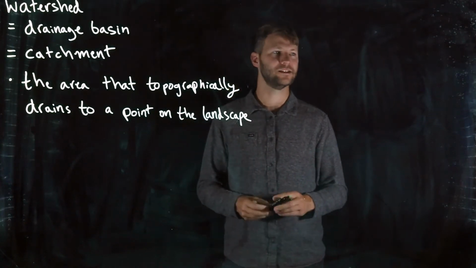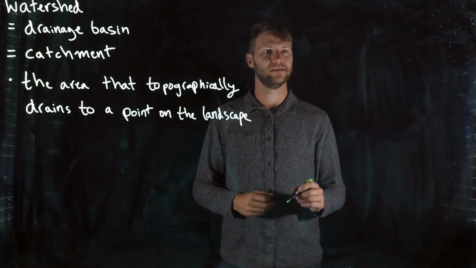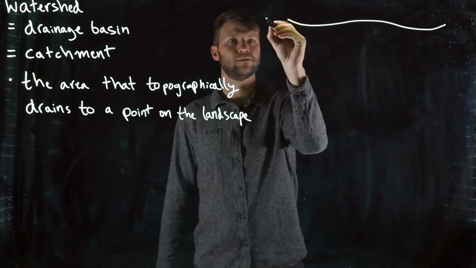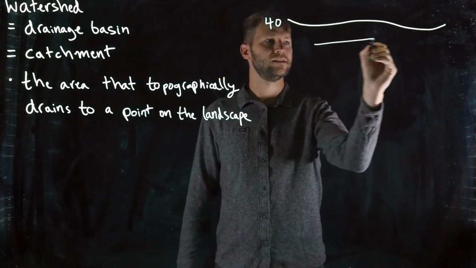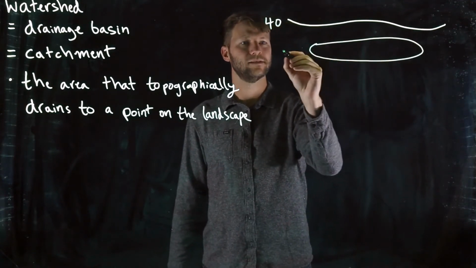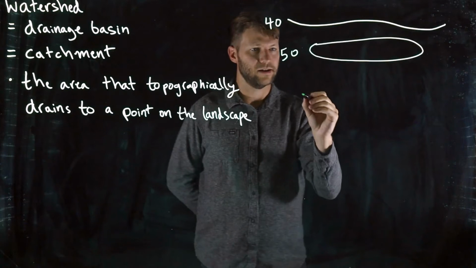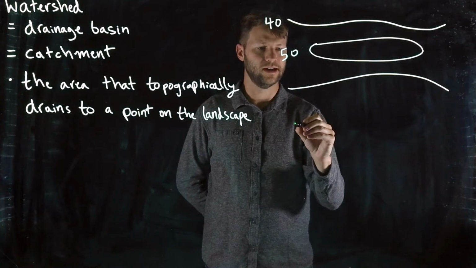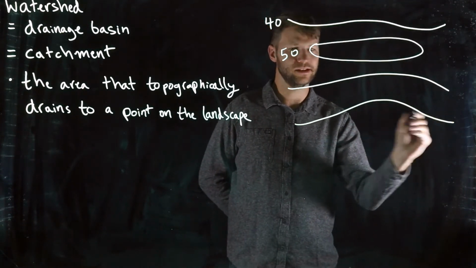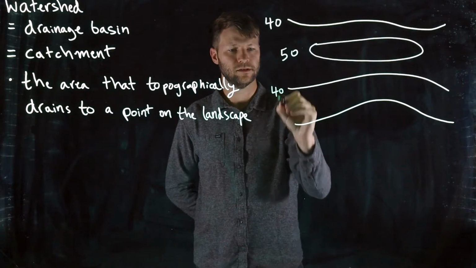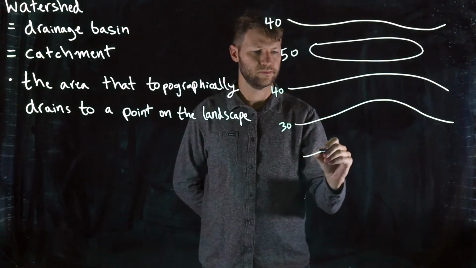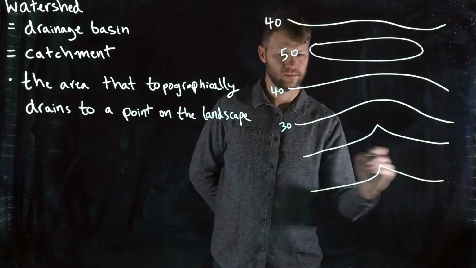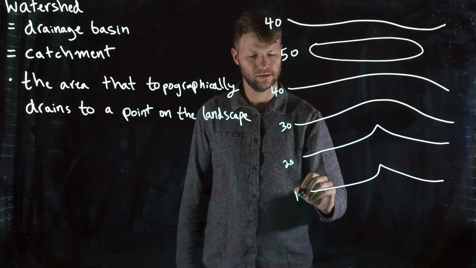So let's consider that you're looking down at a map, and this map has contour lines on it. So say this one is 40 meters of elevation. This is a little hilltop here, maybe at 50 meters. Here's another one here. And again, a contour line is a line of equal elevation. And let's say 2010.